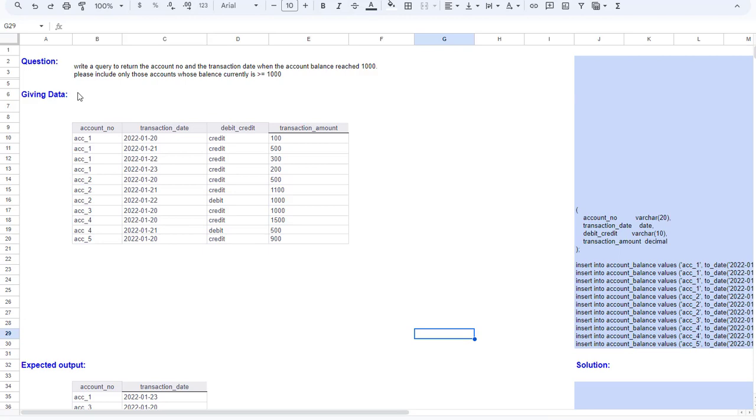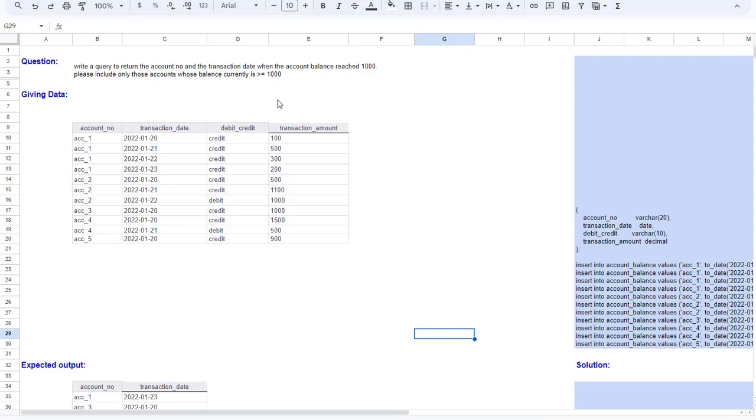In today's problem, we're gonna write a query to return the account number and the transaction date when the account balance reached 1000. Please include only the accounts whose balance currently is greater or equal than 1000.